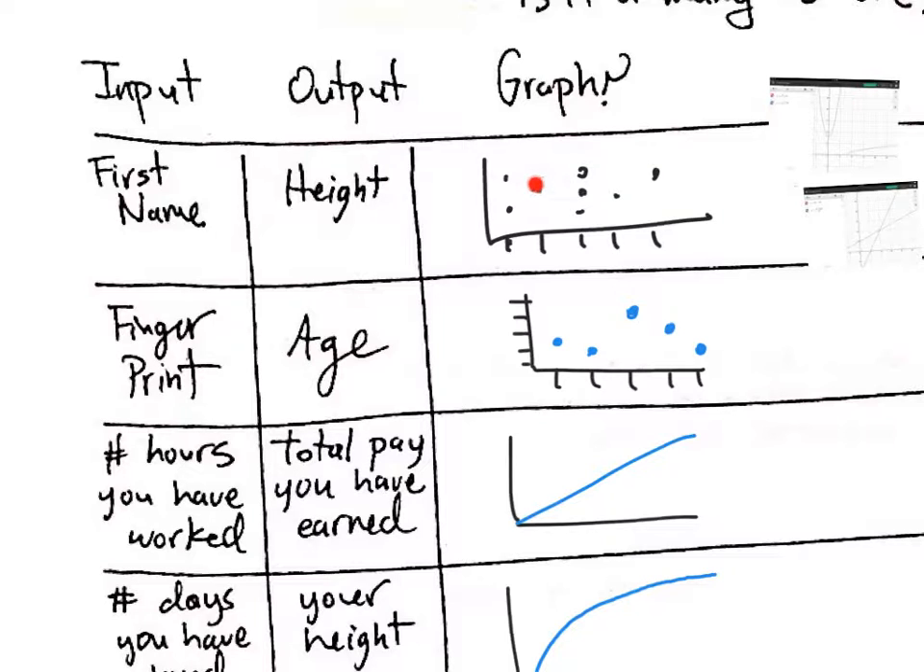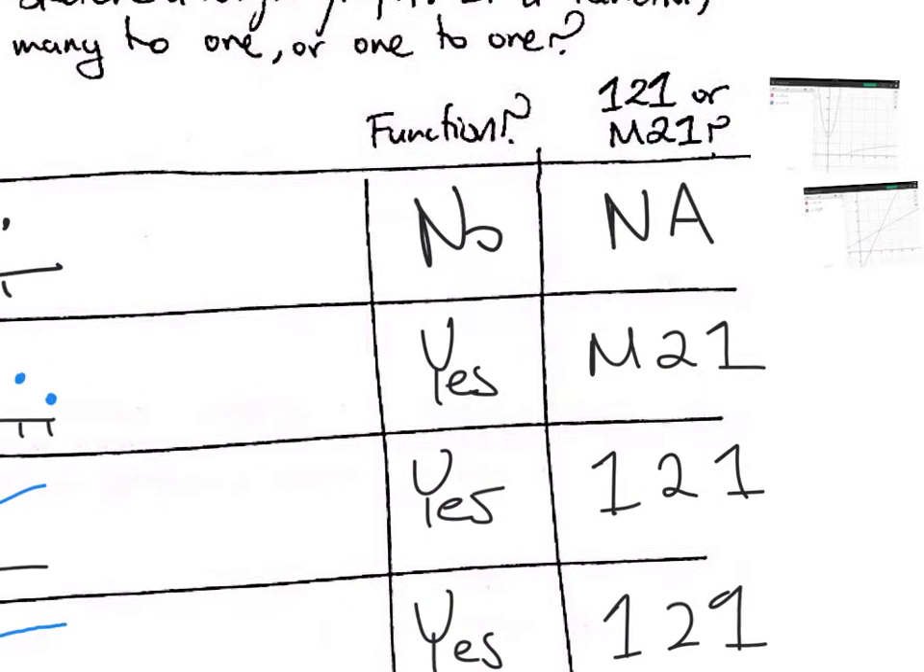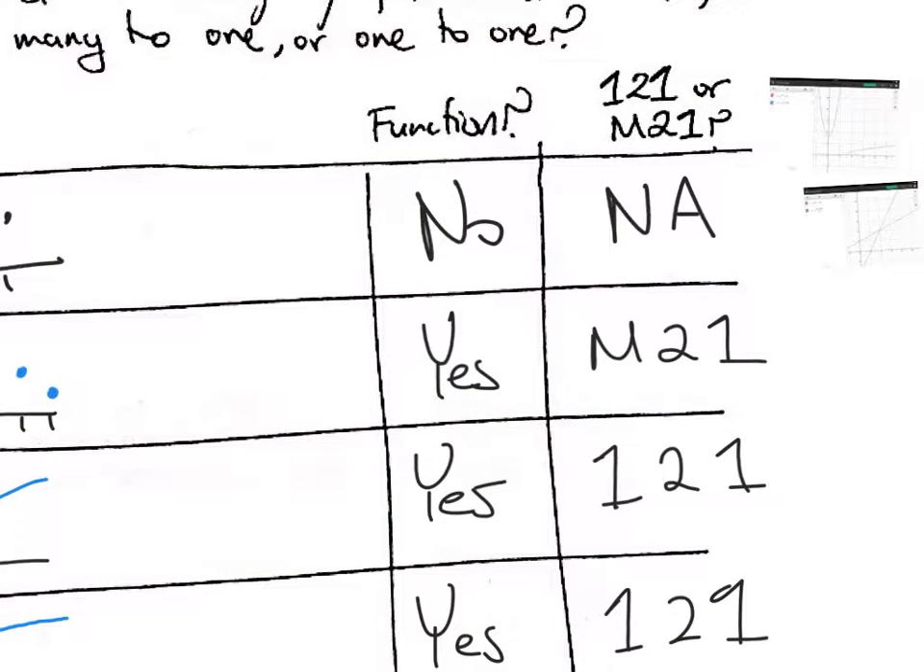Josephina, there isn't another Josephina, so this is her height. But who's this other person? Zach. So there's this Zach with this height, this Zach with this height, this Zach with this height. So this is not a function, because for each input value, there is not a distinct output value. So I said, no, it's not a function. And if it's not a function, talking about 1-to-1 or many-to-one doesn't make sense, because that only applies to functions.